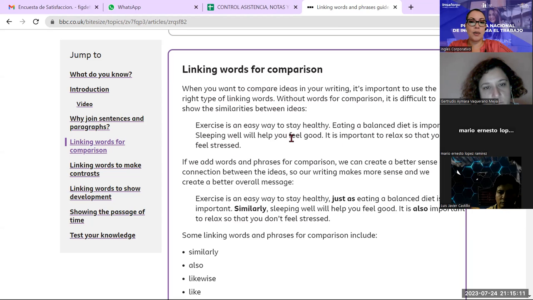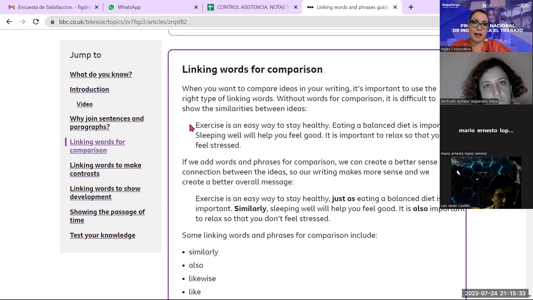Exercise is an easy way to stay healthy. Eating a balanced diet is important. Sleeping well will help you feel good. It is important to relax so that you don't feel stressed. If we add words and phrases for comparison, we can create a better sense of connection between the ideas.